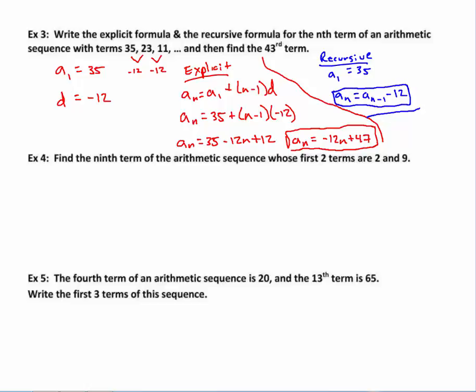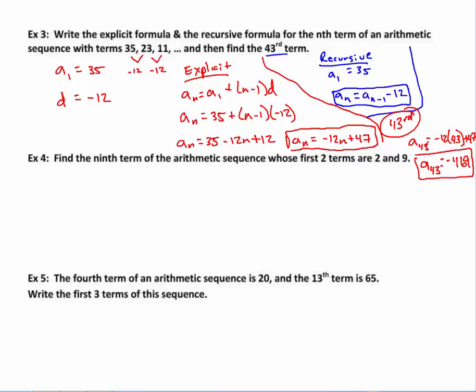Now, we're supposed to find the 43rd term, right? Well, the 43rd term is going to be easier to find with this explicit formula than with this one, because to find the 43rd term, we would need to know the 42nd term, which we don't know. So for the 43rd term, we're going to take our explicit formula and write a sub 43 equals negative 12 times 43 plus 47. Okay, so negative 12 times 43 plus 47 is negative 469.